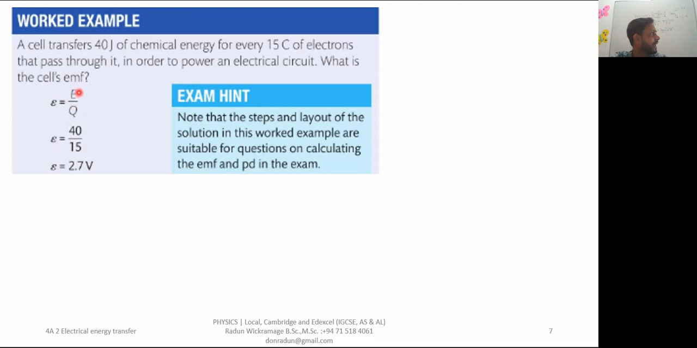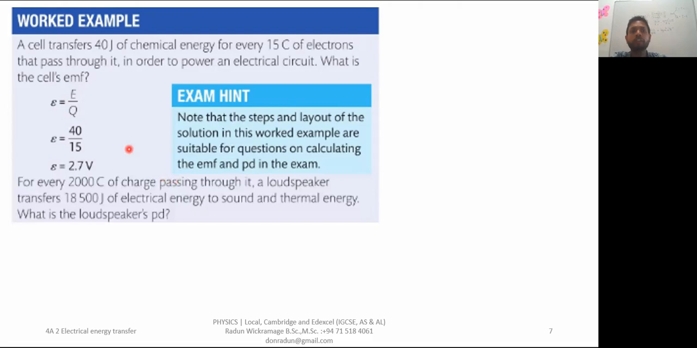Okay. So energy divided by charge. Here they have used epsilon because we have to refer to the EMF. So 40 joules per 15 coulombs. So it should be 2.7 volts. So the same methodology should be there in the exam as well. And there's another part. For every 2000 coulomb of charge passing through it, a loudspeaker transfers 18,500 joules of electrical energy to sound and thermal energy. What is the loudspeaker's potential difference?